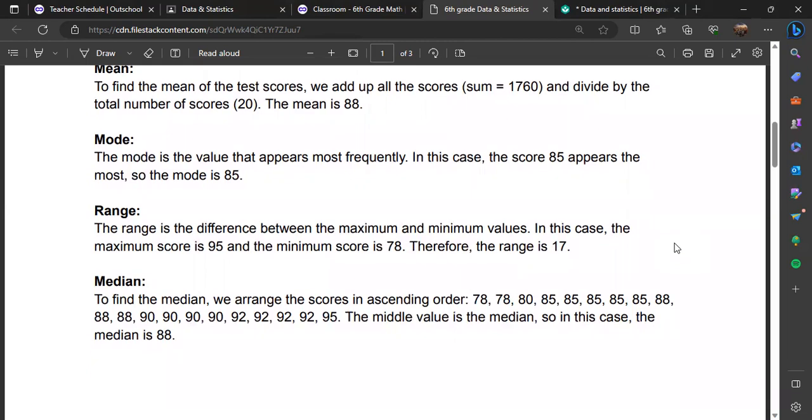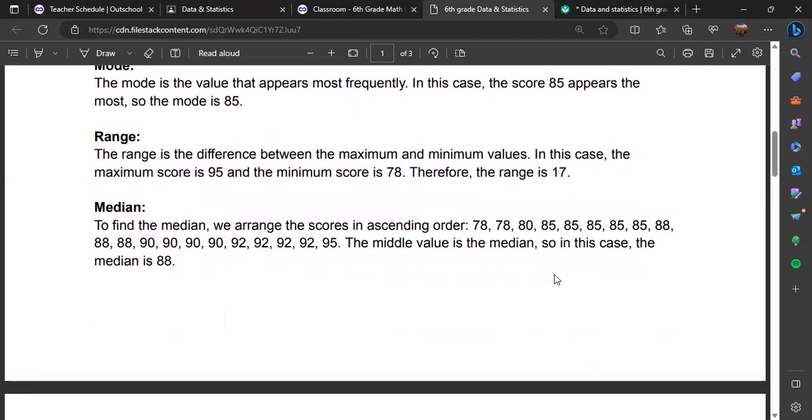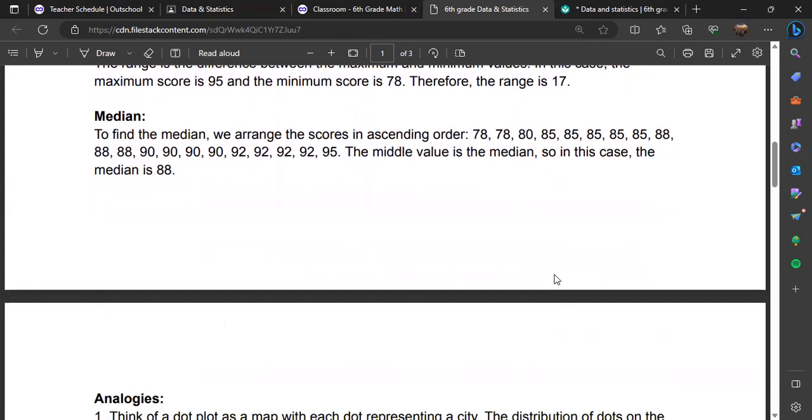Mode is the most common occurrence. Like if, say, 5 out of 10 students got 85 for their score, that would be the mode. And range would be the difference between the maximum and minimum value, of course. The median is the middle value, but you must put it in order from least to greatest.